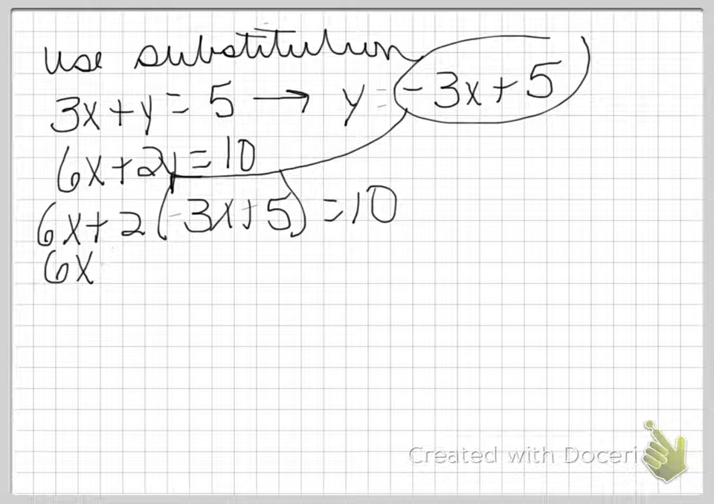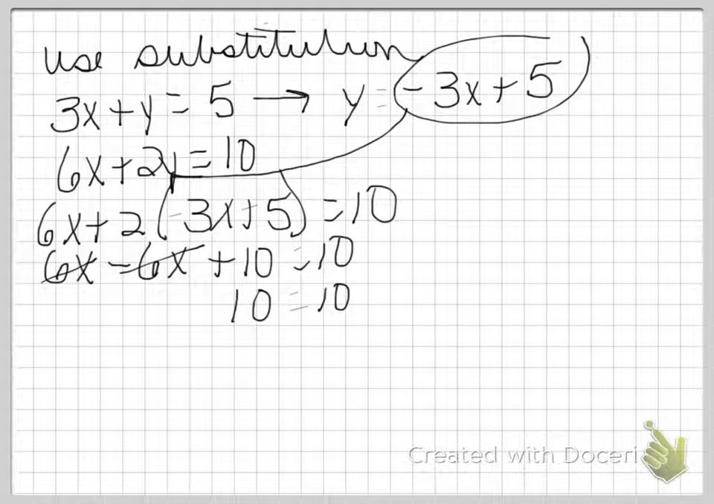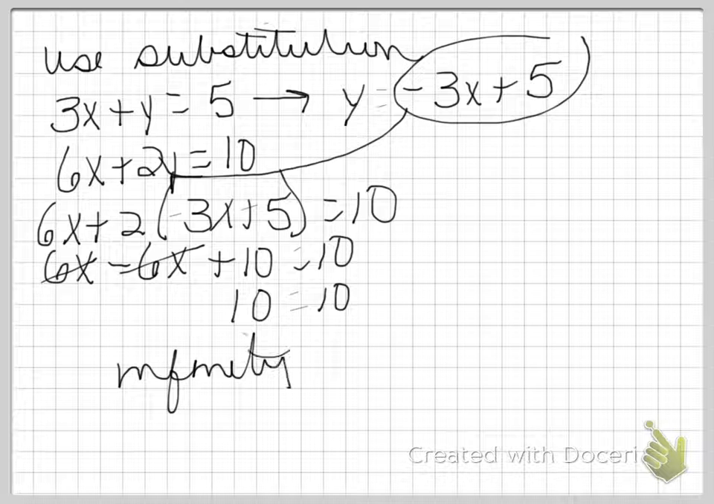So 2 times a negative 3 is a negative 6x plus 10. Now here, your variables go away. So you get 10 is equal to 10, and that is a true statement, which is infinitely many solutions.